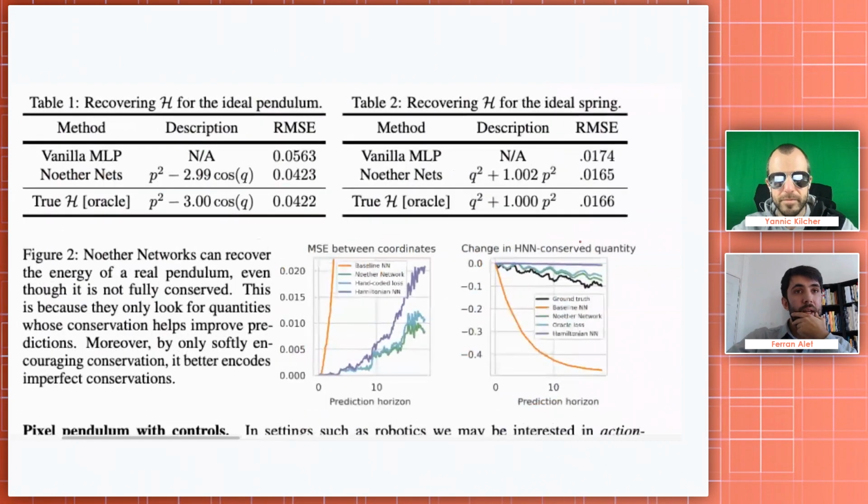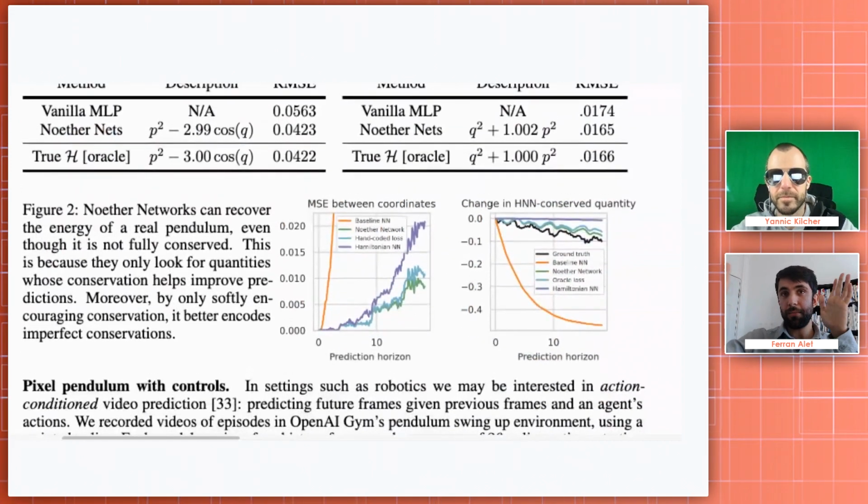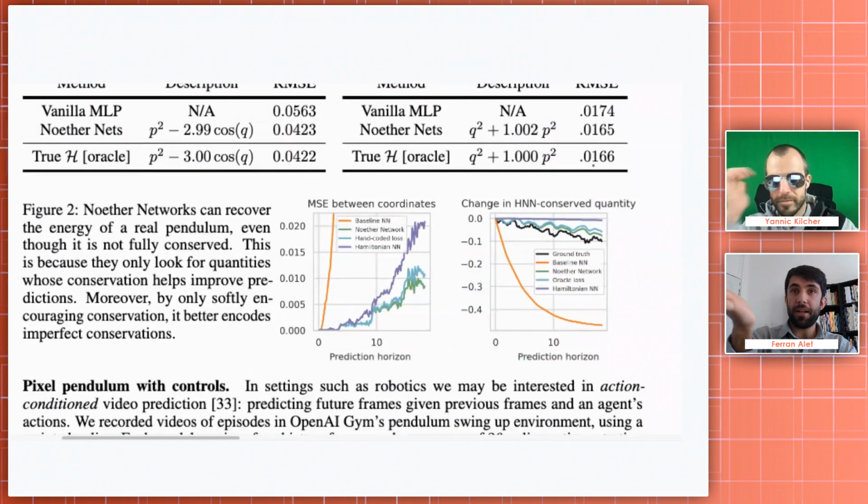So if you look on the right, this is the change in HNN conserved quantity, which is what they predict is going to be some of the energy. You can see the baseline neural network, which is just the F, quickly loses energy, and therefore this is going to lead to much worse predictions. On the left, you can see the MSE goes up. If you fully impose energy conservation, well, this is a much better inductive bias, and you can see that the predictions are much better.